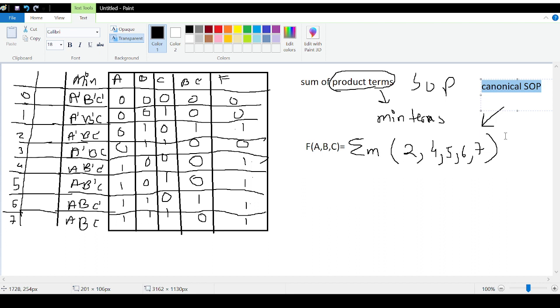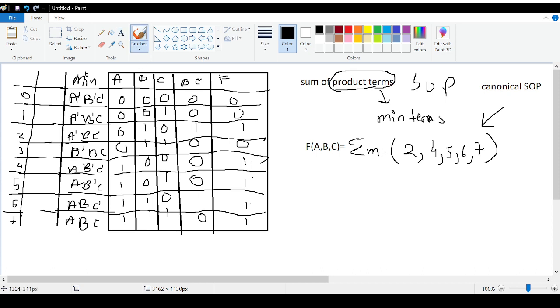Is this clear, guys? This is also a form of an equation. It's called standard SOP. This is the standard form of writing an equation where we do not use the variables, we do not use the literals, but we use the min terms. Okay, now let's come to the variables. So this summation equation is called canonical SOP. Now let me write it in terms of variables.